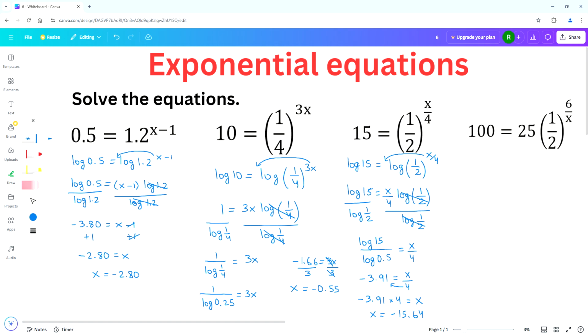100 equals 25 times 1 over 2 to the power 6 over x. We have to find the value of x. X is in the exponent on 1 over 2. In this equation, 25 is being multiplied to 1 over 2 to the power 6 over x. The first step is to get rid of the 25. We should divide both sides by 25. 100 over 25 is equal to 4.